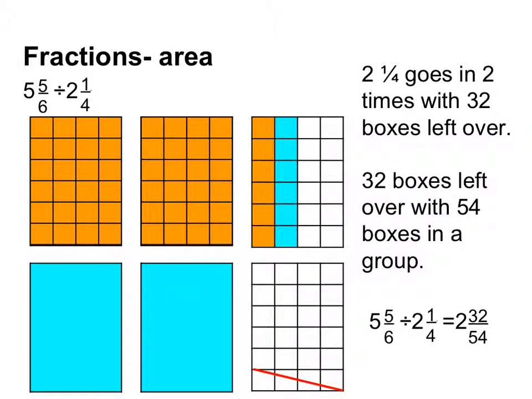If that's the case, then I know that 5 5/6 divided by 2 1/4 is 2. That's the orange and the turquoise. That's the 2. Then I had 32 boxes in my remainder. 54 boxes make a group. So 32 54ths.